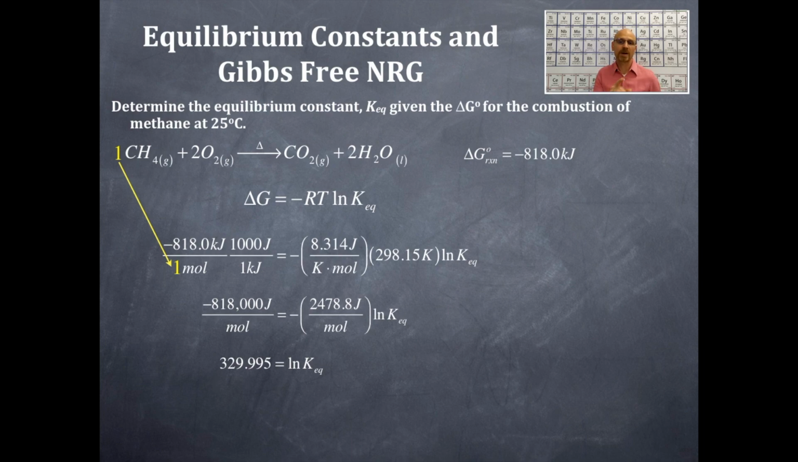Now, I'm hoping you remember back to your math. Addition, subtraction, multiplication, division, natural log, and e to the. Okay, so what we're going to do is we're going to take e to both sides to get rid of our natural log term on the right-hand side, and that will isolate our KEQ. Okay, and that's what I've done right here. So e to the natural log of KEQ is going to be the KEQ, and then e to the 328.995, that's going to be a numeric value. So now I have the KEQ is equal to 2.067 times 10 to the 143.